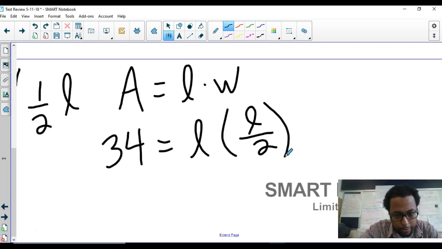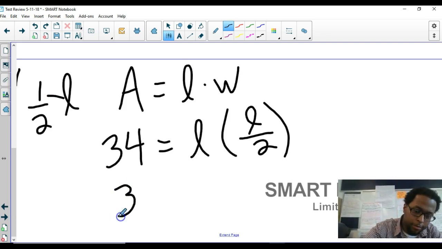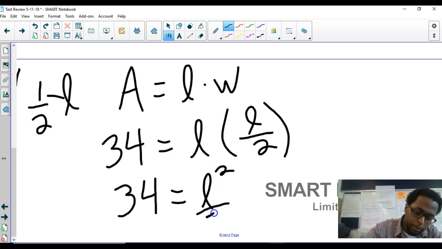Okay? So, and again, that turns into L. That's why it's L divided by 2. I'm going to keep going. 34 equals, at the length twice, so it's going to be L squared divided by 2. Okay?